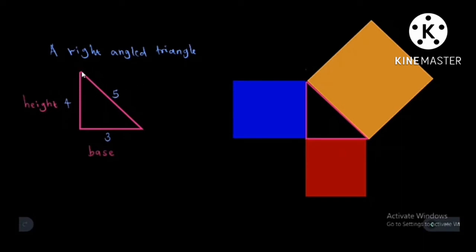And then we have the longest side, which is called the hypotenuse. Remember, it is normally the longest side. In this case, it's 5 units.